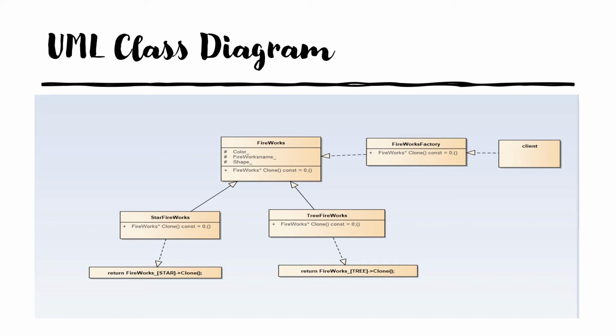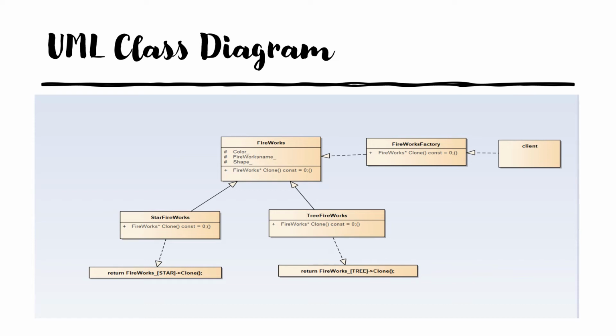In this UML class diagram, we have three types of classes. The first one is the client, and then we have the prototype, which is basically the fireworks, and then we have two concrete prototypes, which are the star fireworks and the tree fireworks. The client class will allow us to create a new object by asking a prototype to clone itself. And then the fireworks is asked to clone and give us two similar objects that have small differences in their context.